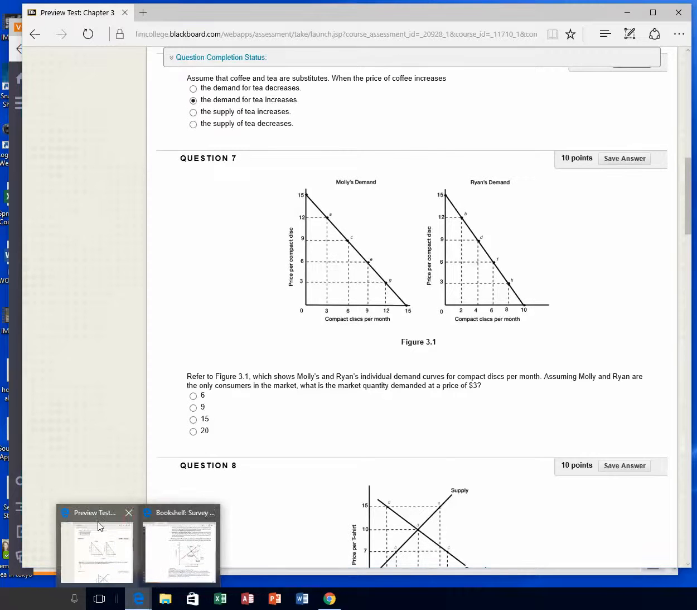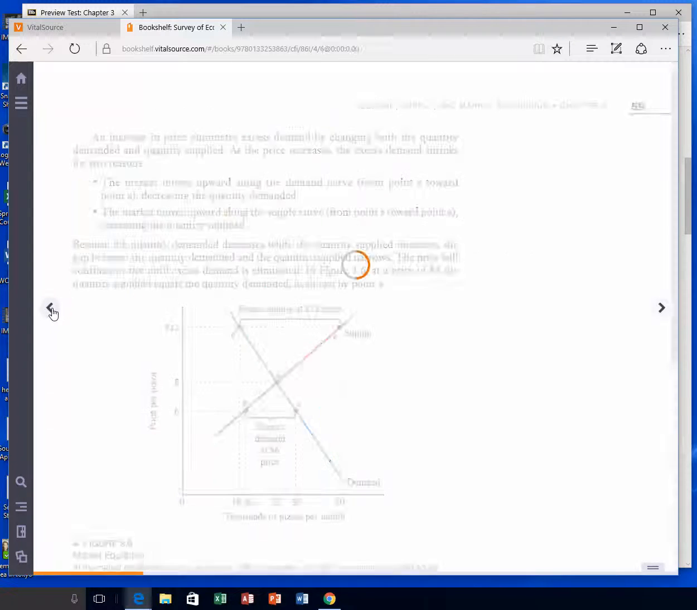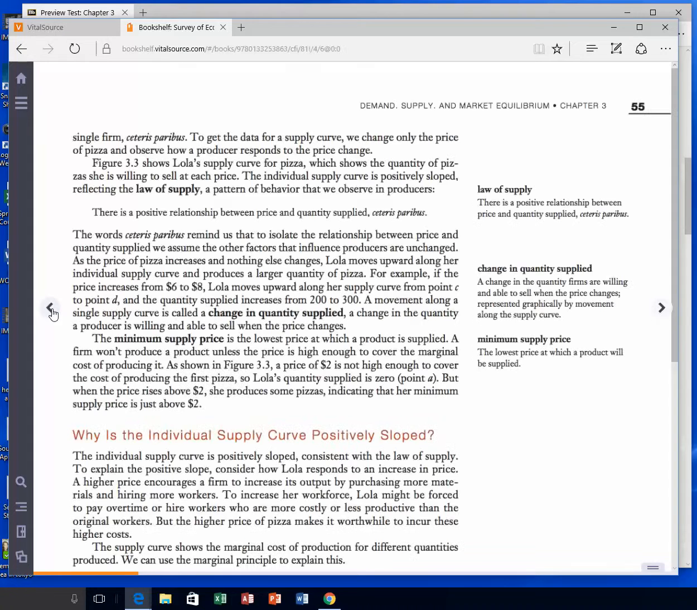Let me go back to my textbook. It takes me a while to get to 52. Be patient.